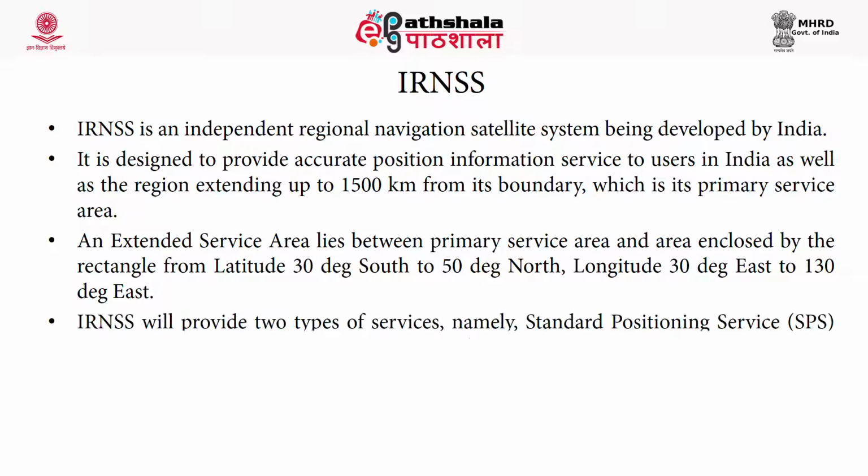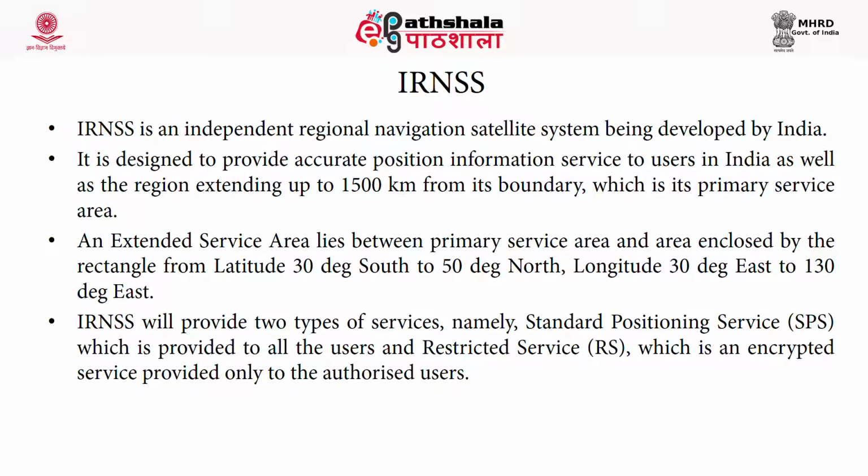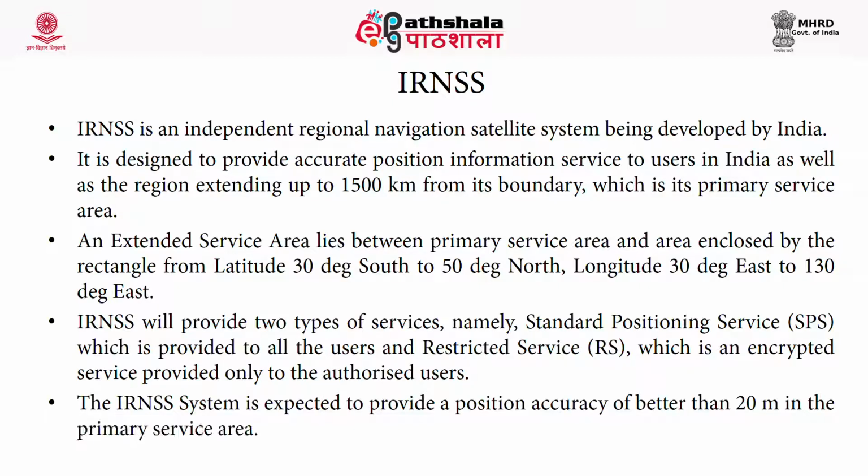This Indian Regional Navigational Satellite System will provide 2 types of services. The first one is the standard positioning service, which is provided to all the users, and the restricted service, which is an encrypted service provided only to the authorized users. It is expected to provide a position accuracy of better than 20 meters in the primary service area.